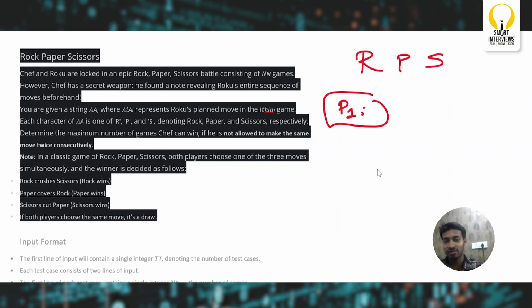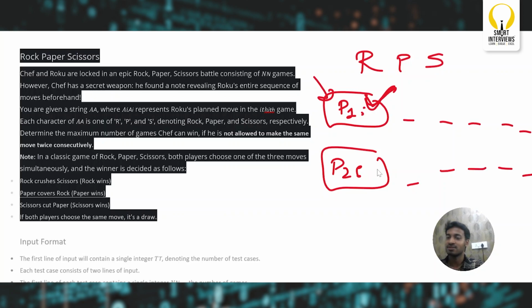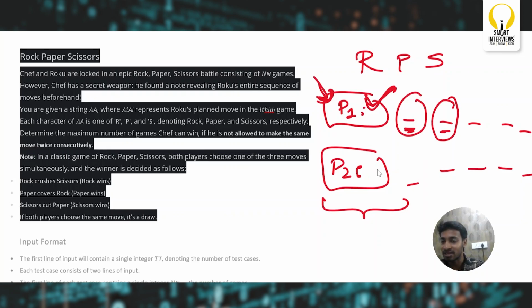Now this player one has to play the game along with player 2, and we need to find the maximum number of games that player 1 can win. So they are going to play the n games. Now player 1 already knows what moves player 2 is going to make. So at this step, what is the move that you are going to make so that player 1 can win? In this way, you need to find the maximum number of games that player 1 can win.